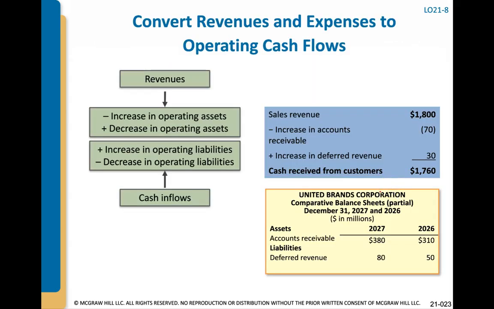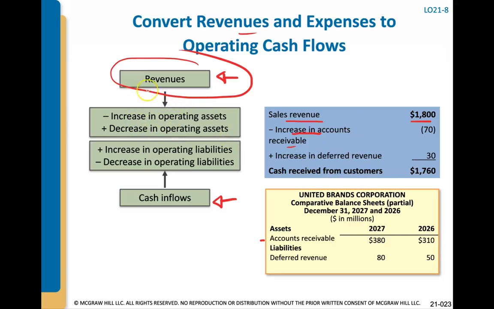Another way to do this is back to that one slide that I said I'd get back to, where we convert the revenue. This takes us from the income statement revenue to the cash basis revenue. What you do here is you start with your sales revenue per your income statement. That would be this right here. And you look at your related balance sheet accounts. First one is accounts receivable, and we know it increased. So we have an increase in our accounts receivable, from 310 to 380.